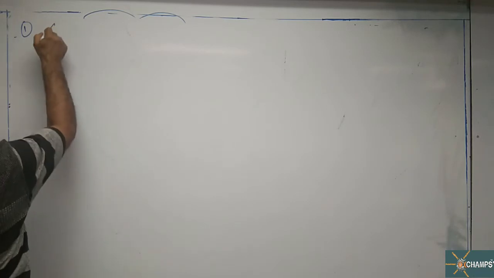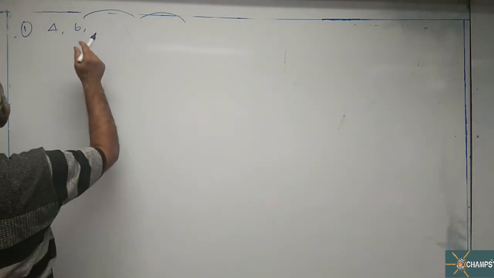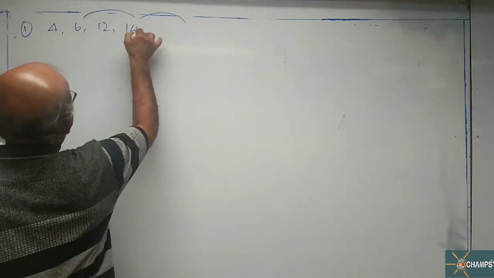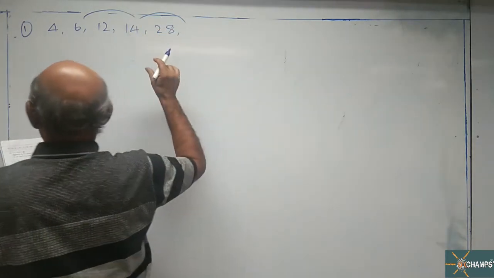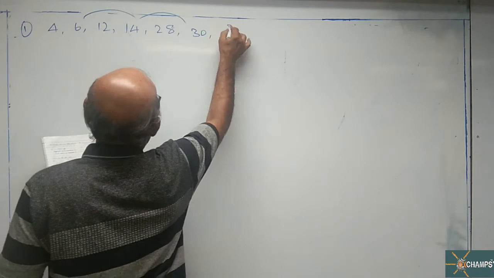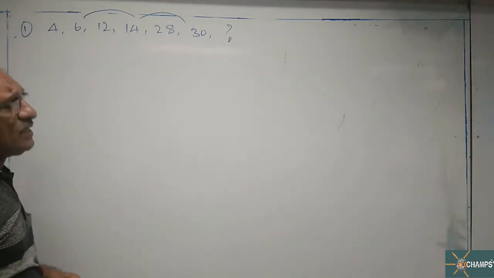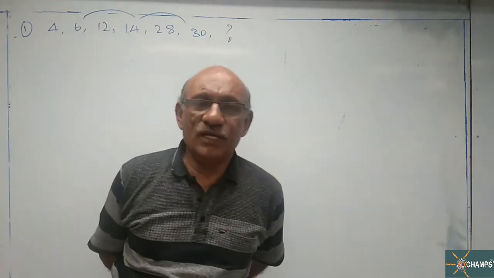This is 4, 6, 12, 14, 28, 30 and the question mark. Look at this, sir, how to generate the logic. What you have to see?